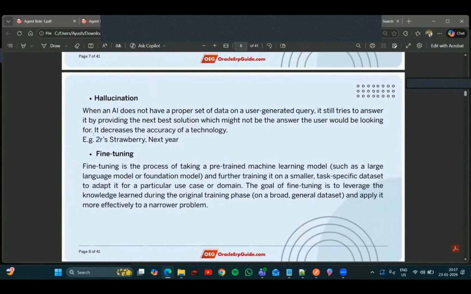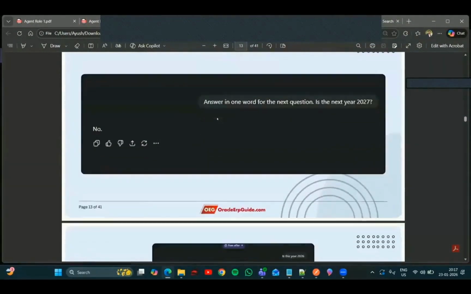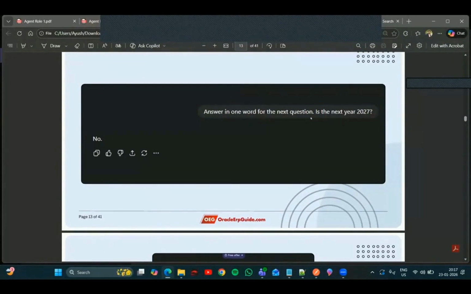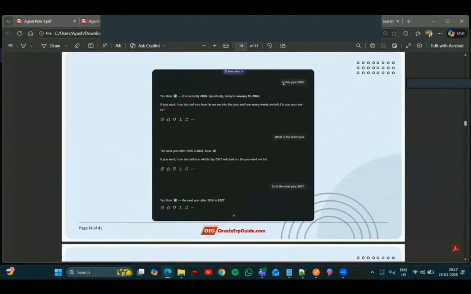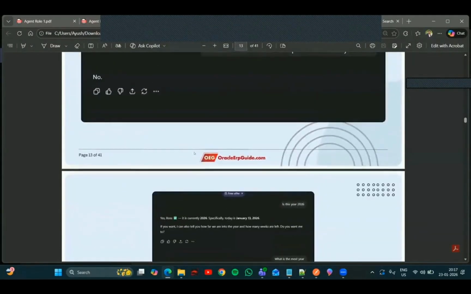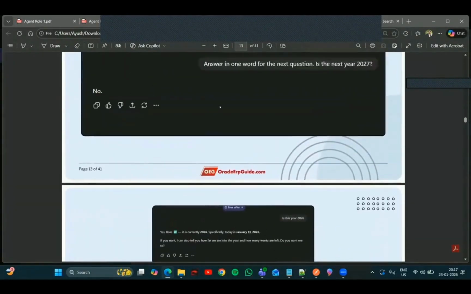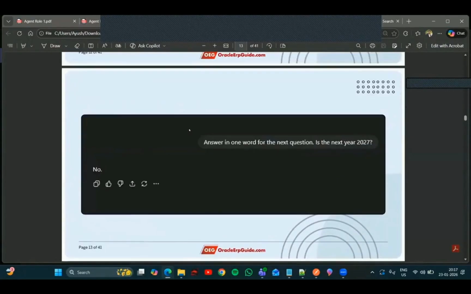Now, the one example that still happens is the next year problem. We can go to the slide and we can see what happens in that issue. If we go here, let's see. I have asked ChatGPT, answer in one word for the next question. Is the next year 2027? No. See, I asked it multiple questions. Is this year 2026? Yes. What is the next year? The next year is 2027. So is the next year 2027? Yes. See, the same ChatGPT, the same user, but two different answers.